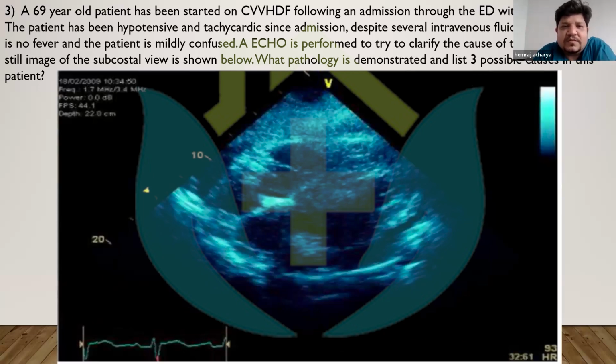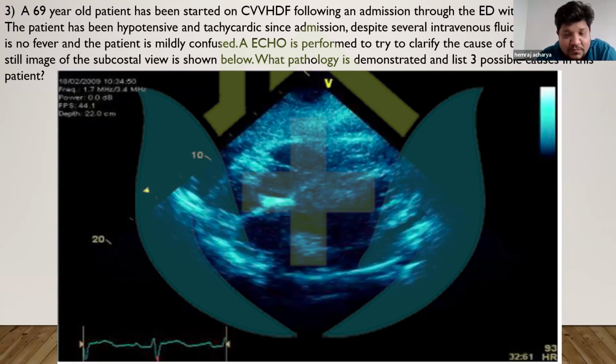A 69-year-old patient has been started on CVVHD following an admission with acute kidney injury. The patient has been hypotensive and requires vasopressors despite several intravenous fluid challenges. There is no fever, and the patient might be exposed. An echo is performed to try to clarify the cause of hypotension. A subcostal view image is seen.